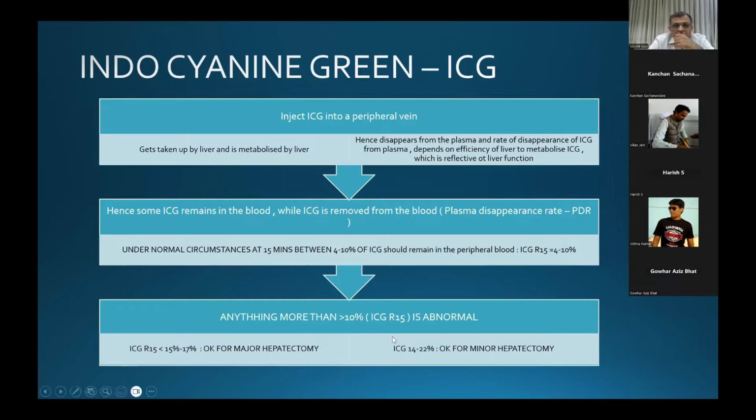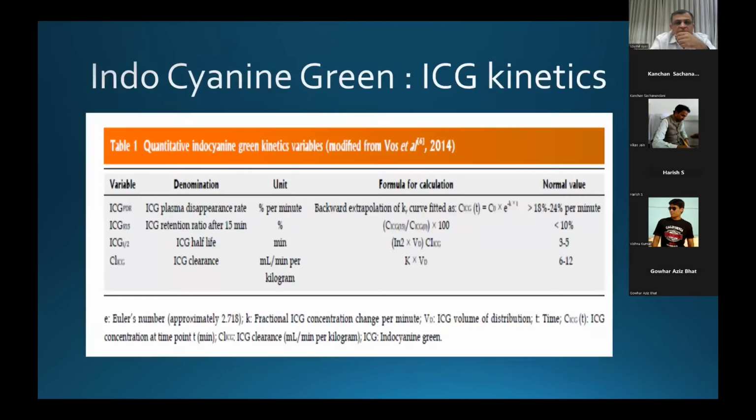And we do have cutoffs for minor and major hepatectomy. By definition, a minor hepatectomy would mean removal of 3 or fewer segments. Major hepatectomy would mean removal of more than 3 segments. And if you have an ICG clearance of between 15 to 17%, you could go in for a major hepatectomy. But if you have anything more than that, you could only perform a minor hepatectomy, and beyond that, you have prohibitively high risk. So the ICG is essentially a very dynamic test.